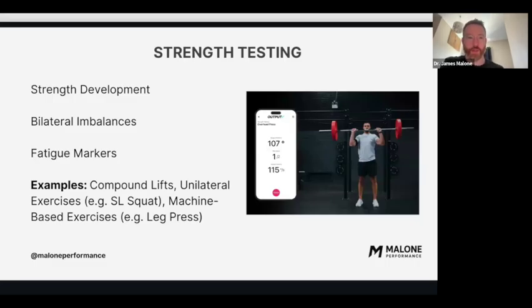When it comes to strength, because of the way the device works, where you can literally strap it onto a barbell or a machine-based exercise as well, we can track different metrics such as range of motion, angular velocity, and power outputs, etc. So obviously in pre-season, the first initial phase, there'll be a lot of foundational strength work being done.